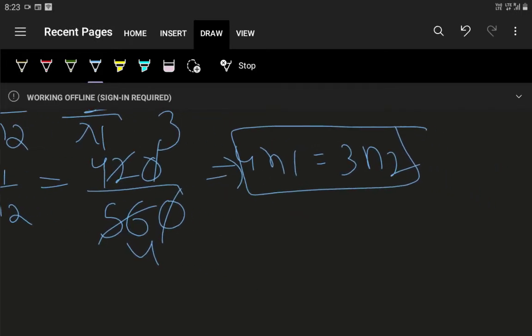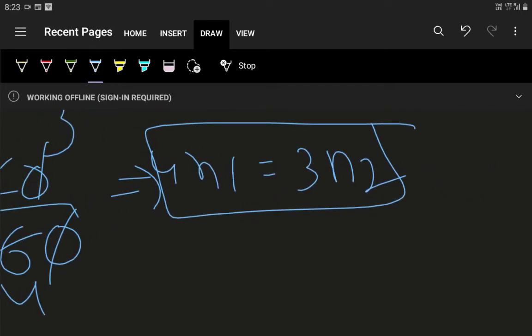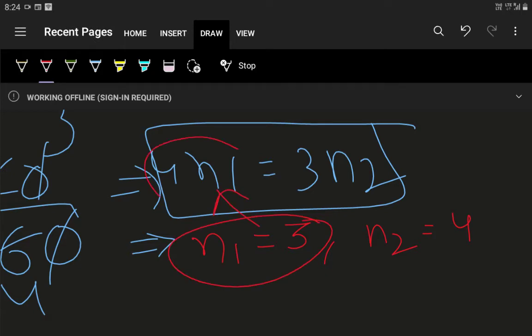We have reached this equation. And what are the values of n1 and n2 so that this equation is satisfied? Of course, you will tell me that n1 would be 3 and n2 would be 4. Then only it can satisfy. 4 times 3 is 12. If I put n1 equal to 3, then from here LHS 12 will come. And if I put n2 equal to 4, then 3 times 4, 12 will come. So LHS is equal to RHS.